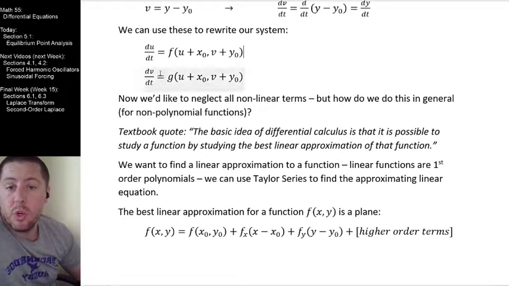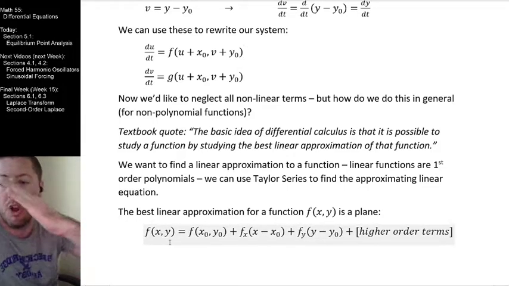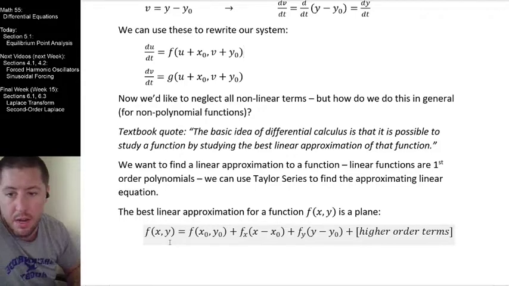It turns out that since we're looking in multiple dimensions here, we've got f of x and y, right? This isn't just f of x. If it was f of x, our Taylor polynomial would give us a line for our first order approximation, but we're sort of in three-dimensional space here, so we should be thinking a plane, a three-dimensional plane.